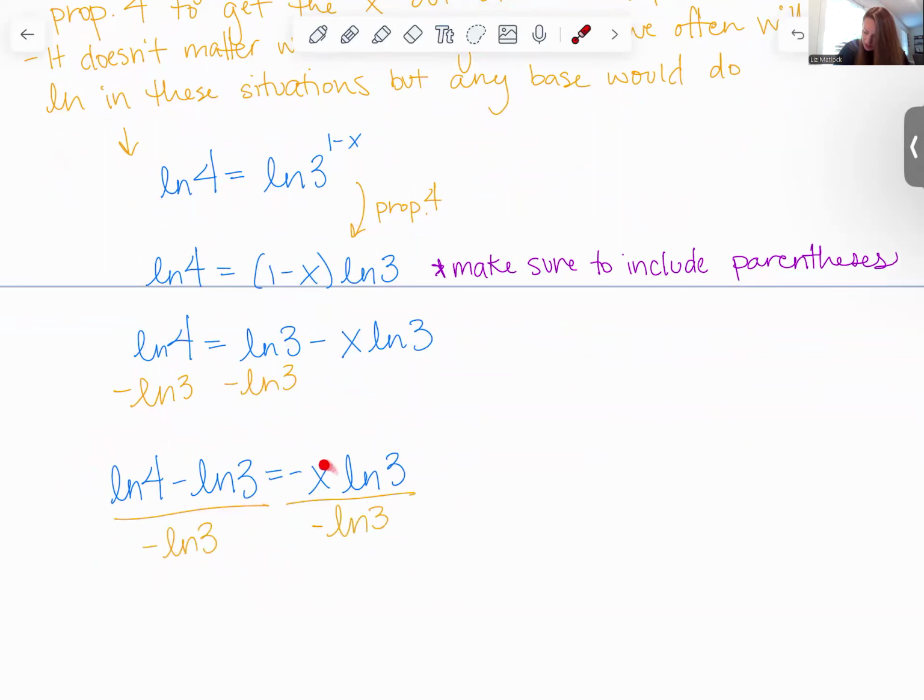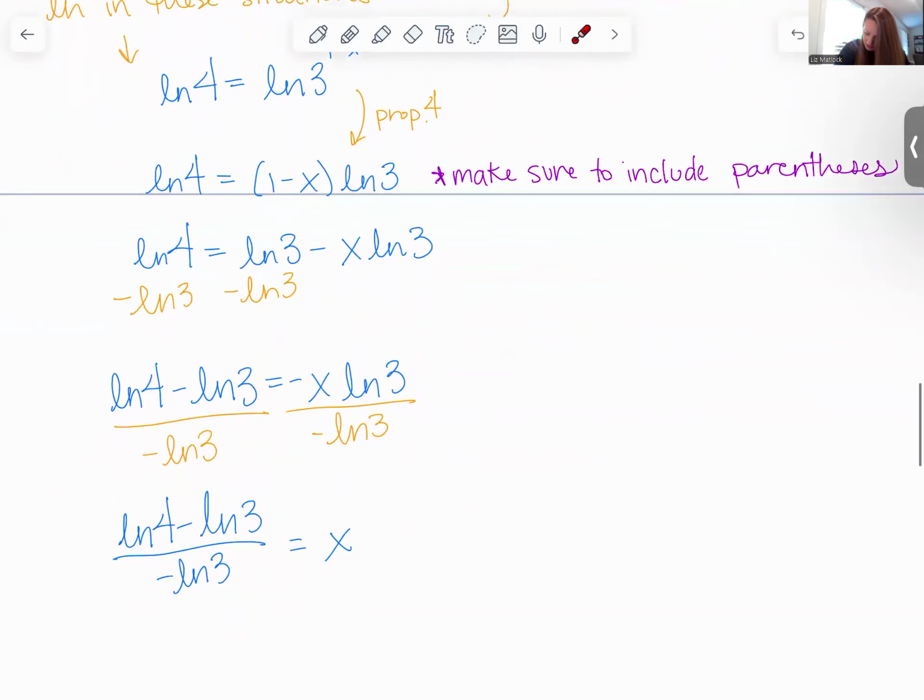And then I'm trying to get x by itself, but x is being multiplied by the number ln 3 and negative 1. So I'm going to divide by negative ln of 3 on both sides. And I finally get x is equal to ln of 4 minus ln of 3 over negative ln of 3. We cannot cancel these because of the difference or sum. A sum would also mean that we couldn't cancel in the numerator here. So we cannot cancel those, and that's our final answer.